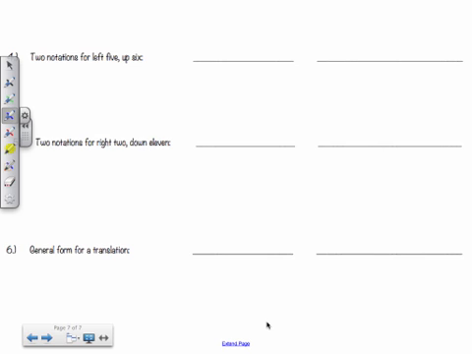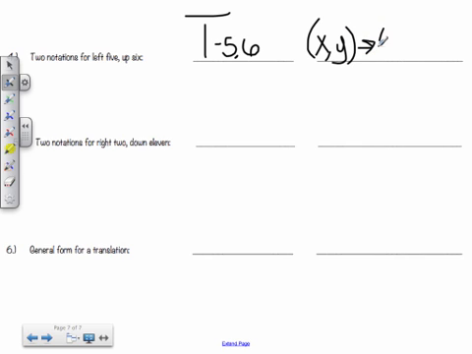Okay, so let's look at question number 4. It says to write 2 notations for left 5 and up 6. So one way I could write this is I could say capital T, and then since I'm going to the left 5, this would be a negative 5. And then I'm going up 6, so it would be a positive 6. Or I could say x, y turns into x minus 5, y plus 6. Okay, press pause, try number 5, and then come back and see how you did.